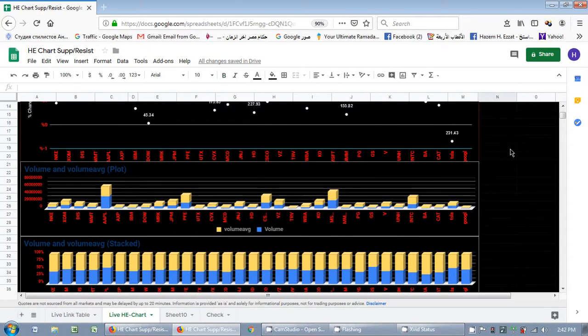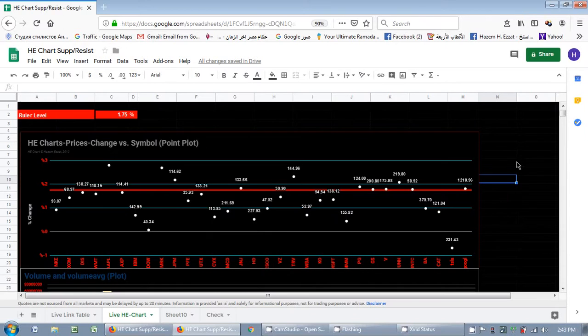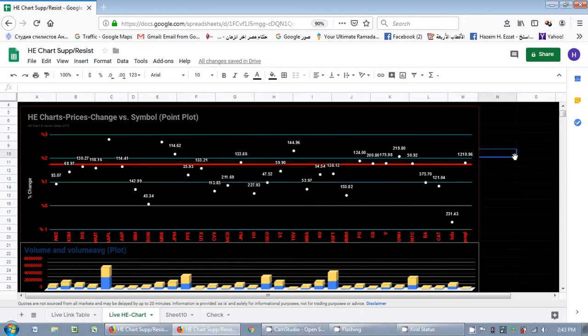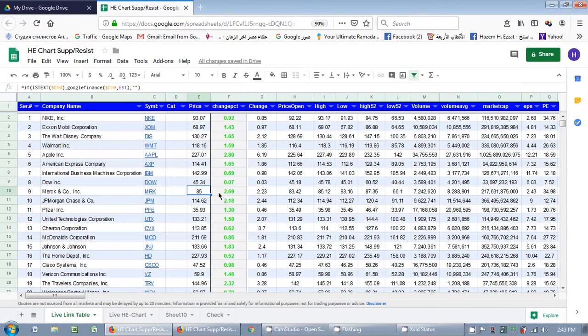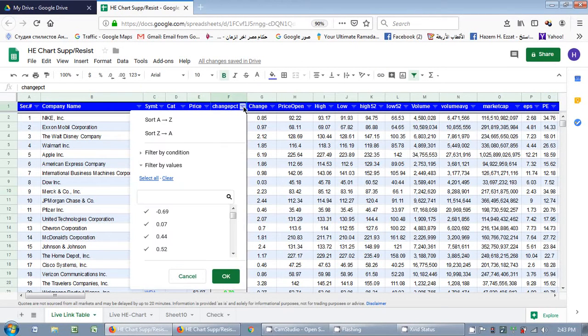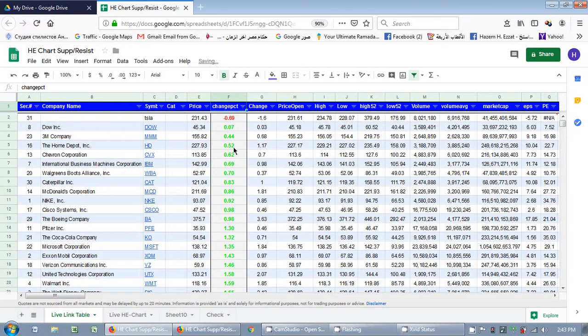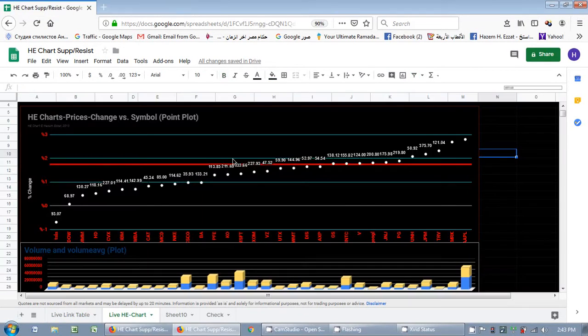Another feature of the HE chart is the sorting function. Sorting becomes really fun using the HE chart. Going back to the table, as we have previously done, we sorted according to price change, percentage change, and there you go with the HE chart.